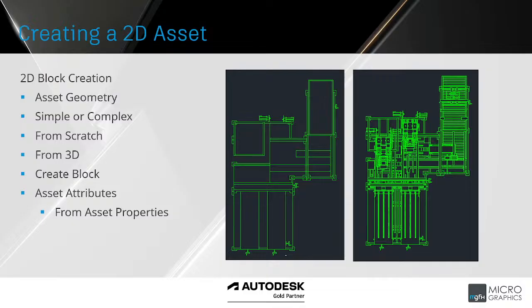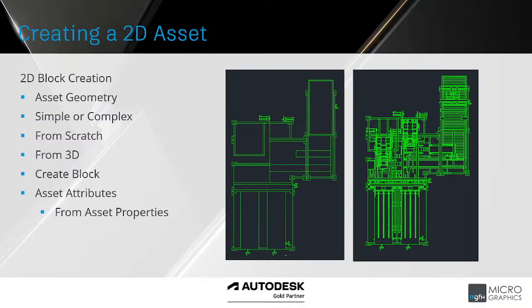It can be simple or complex. On the right hand side here, I've got two blocks showing a simplified version and a more complex version of a packaging machine. And this can be drawn from scratch within AutoCAD, or it can come from the 3D model. Now in this case here, I had a 3D model of the packaging machine, and from there we exported or created a 2D drawing from that model, and then I simplified that down, removing a lot of the geometry from that.